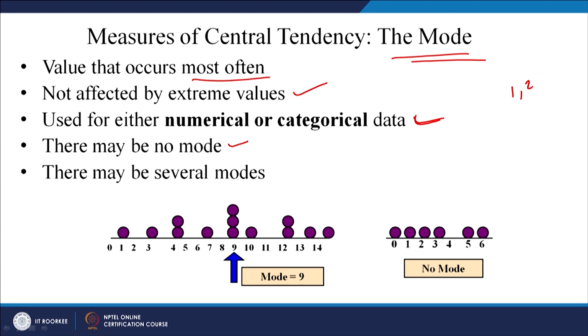There may be no mode, yes, it is a possibility. Let us say you have got 1, 2, 3, 4 data points. There is no repetition of any data point, so there will not be any mode. And you may have a situation of multiple modes. Let us say 1, 1, 2, 2, 3, 4. There are 2 modes, 1 and 2. So, you can have several modes as well.